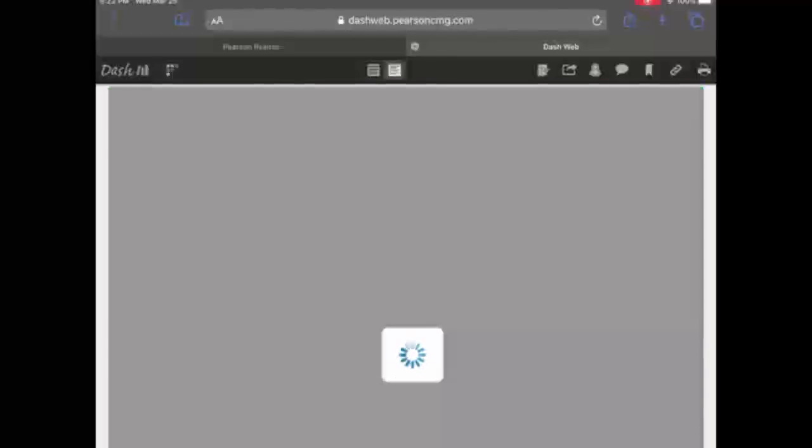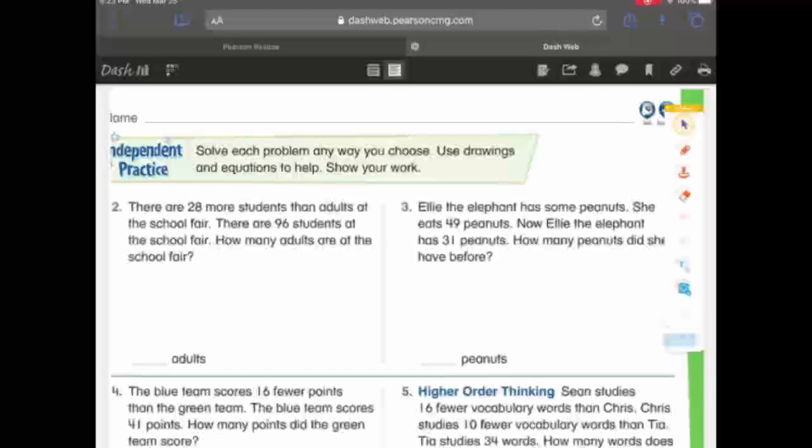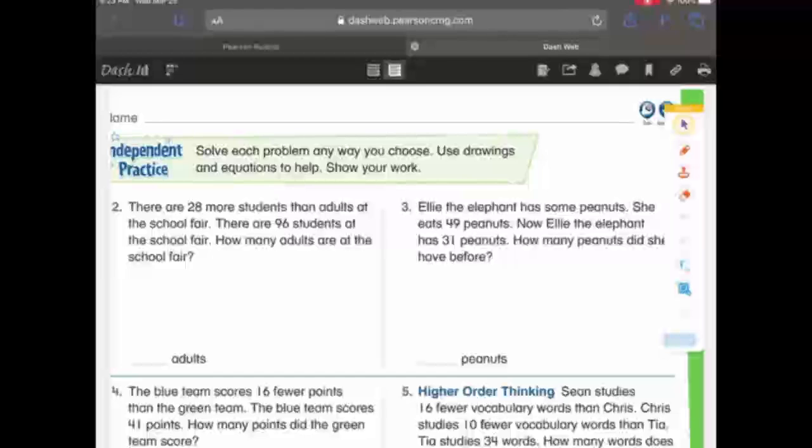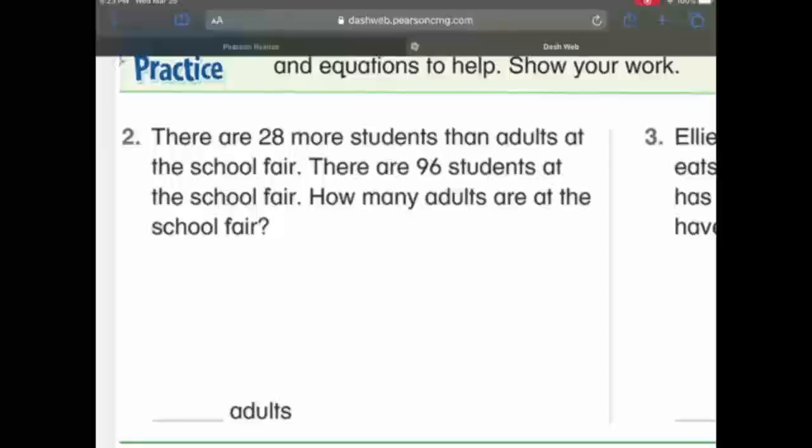Now let's take a look at independent practice. You can solve each problem using any way you choose. You can use drawings and equations to help you, but you have to show your work. In number 2, there are 28 more students than adults at the school fair, and there are 96 students at the school fair. How many adults are at the school fair?